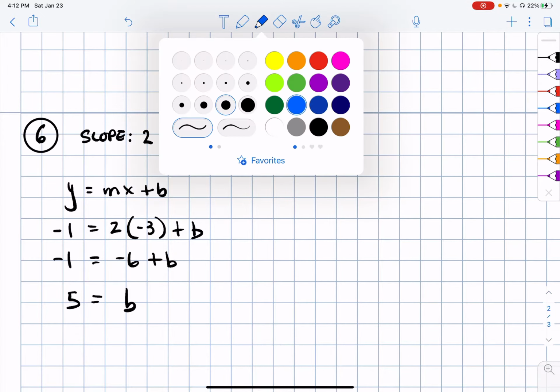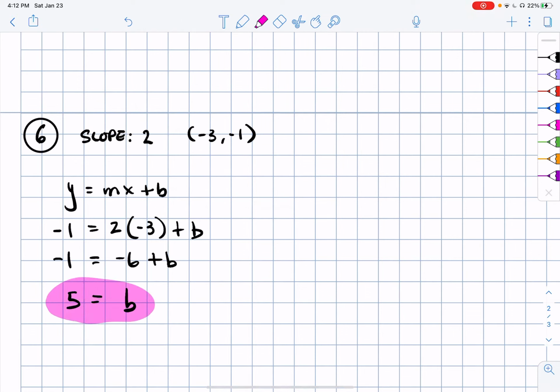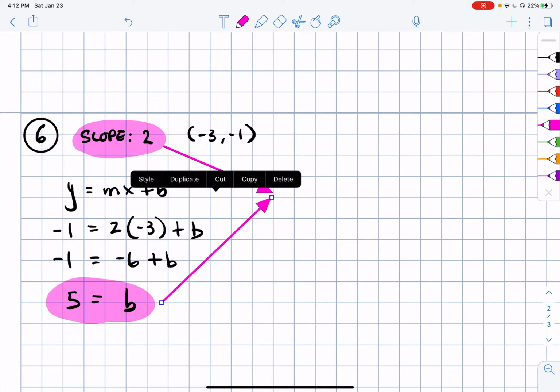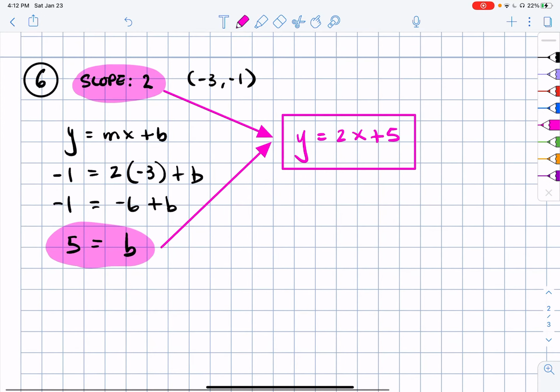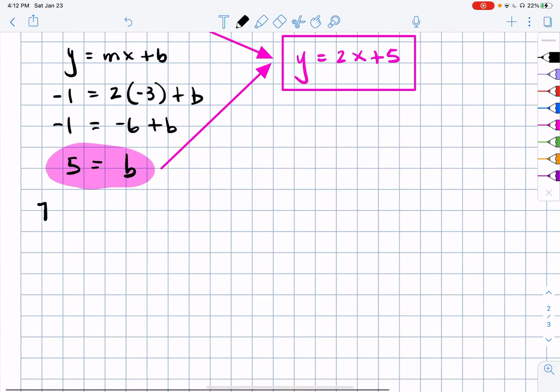So what I'm going to do now is take my b and my slope, and I'm going to rewrite my equation. y is equal to 2x plus 5. That's it. There we go. There's number 6. All right, number 7. What is that asking for?